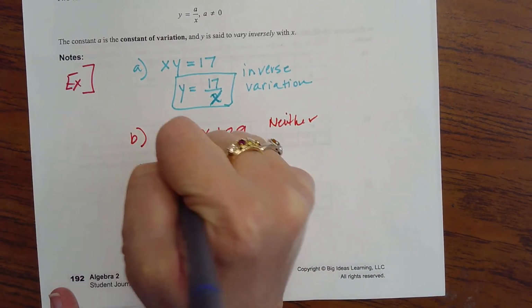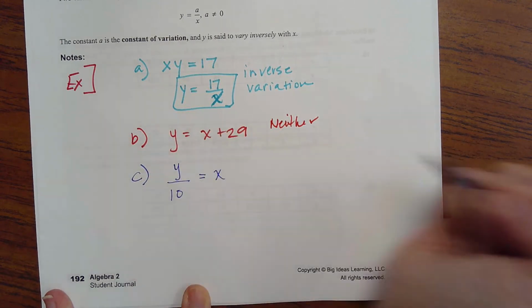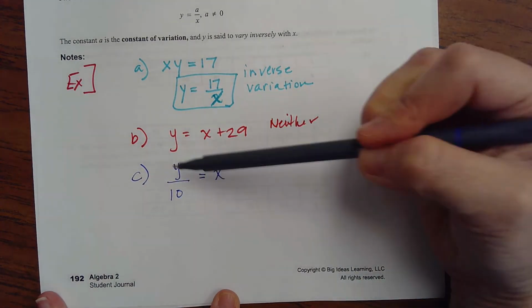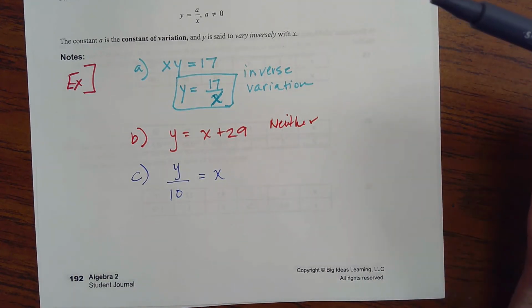Let's do the last example. I'll give you another one. y over 10 equals x. So again, be careful here that you're looking at this in the right way. You're looking at the relationship between y and x.